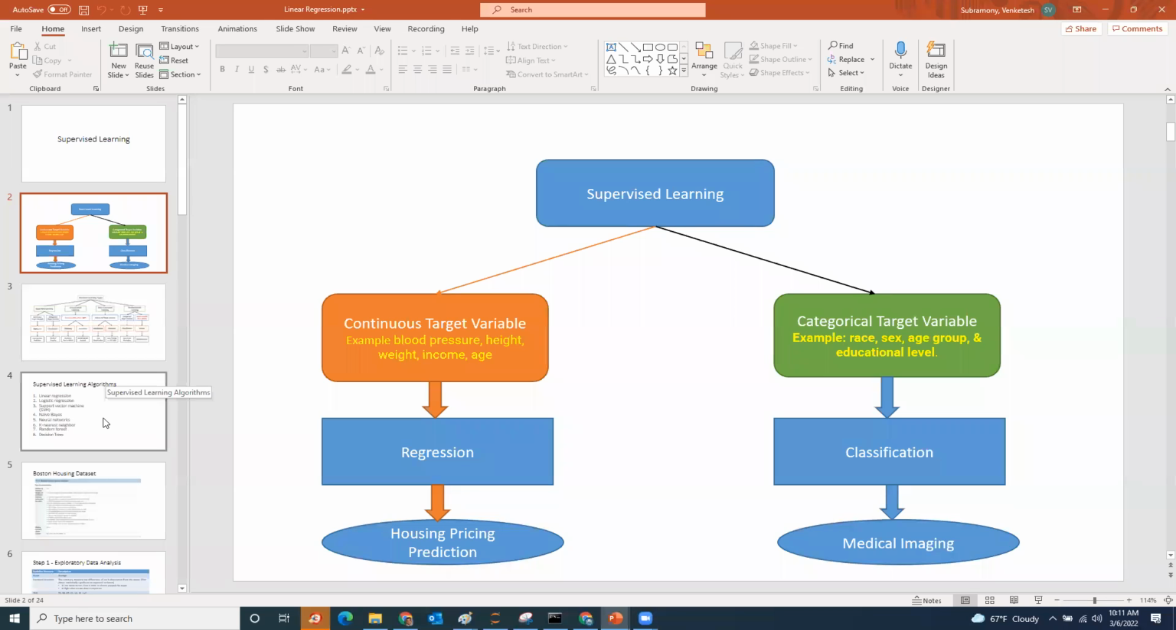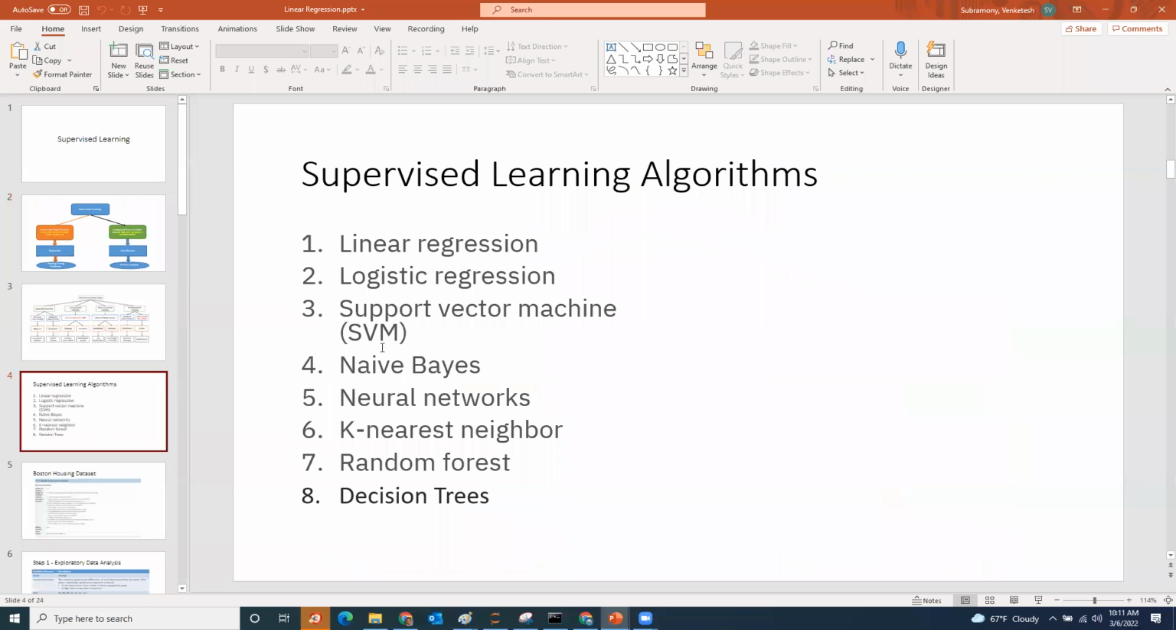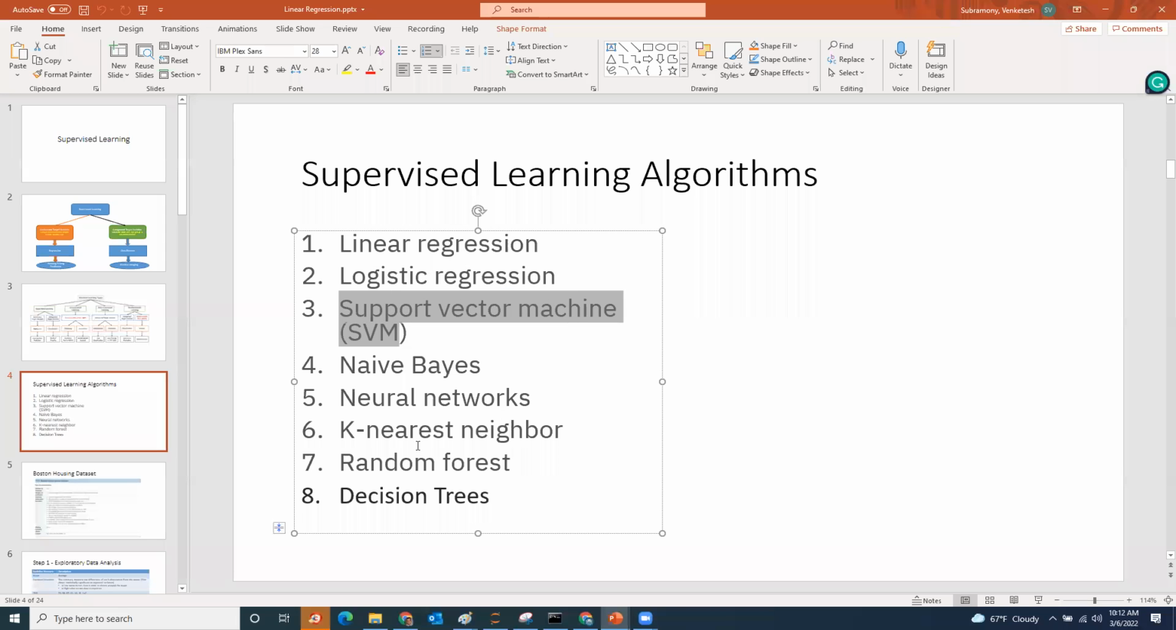Okay. So there are so many supervised learning algorithms: linear regression, logistic regression, support vector machine, and so many others. We are going to cover linear regression, logistic regression, SVM, and decision trees. Those are the 4 things we are going to cover in our class. Linear regression is our first one we covered last week, and we are going to go over this again. Today we are also going to cover logistic regression. Next week, we are going to do the support vector machine and the decision trees.